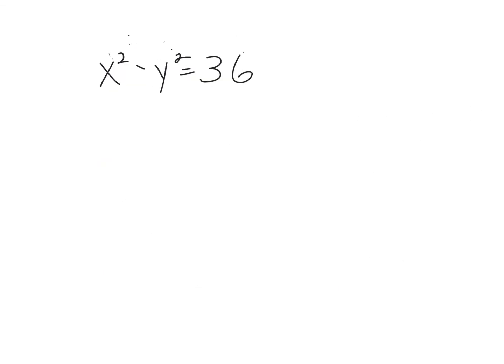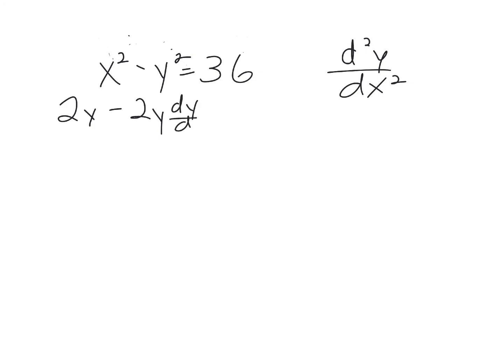Alright, last problem we're going to do together. This time we're going to implicitly differentiate this twice. Okay? And find it in terms of just x and y, that final answer. So we're going to find the first derivative, dy/dx, because we found the derivative: 2x plus 2y dy/dx equals 0.